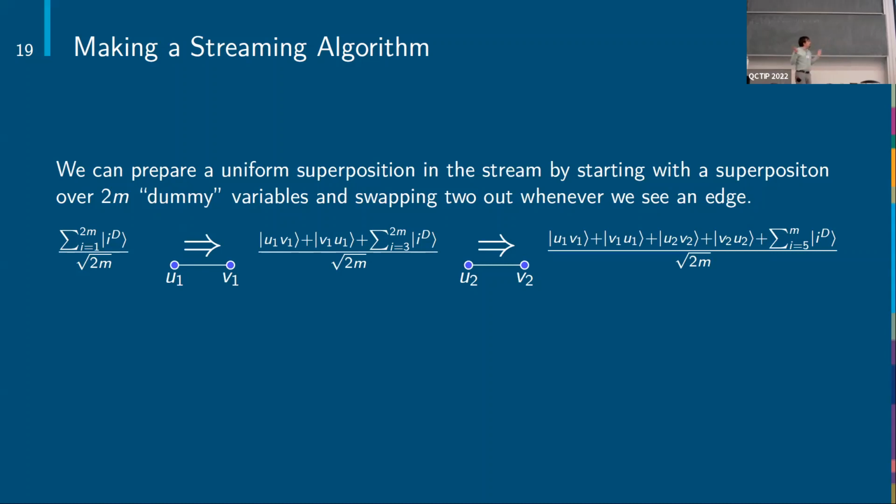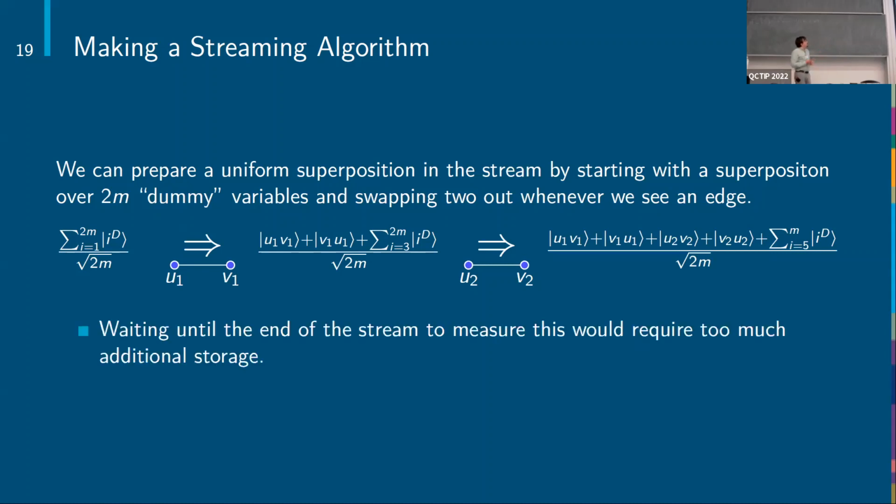So that works nicely, but we can't just maintain the superposition and then measure it at the end of the stream, because just knowing what measurement to perform at the end would require storing too much information. So we're going to need to find a way to perform the measurement in the stream as well. And so we're going to have to do it essentially one edge at a time. So how's this going to work?